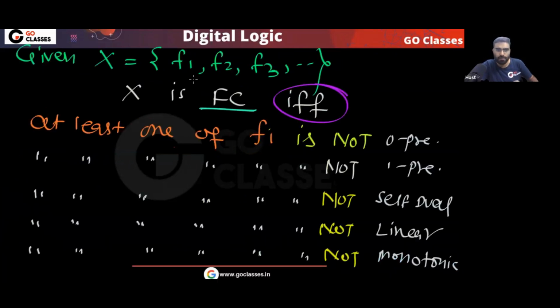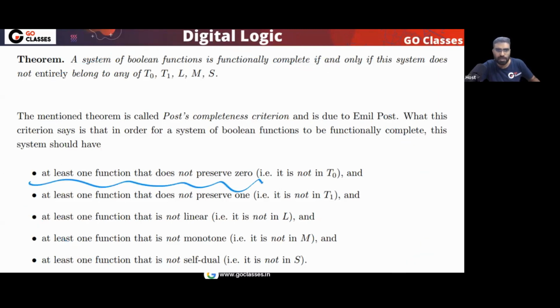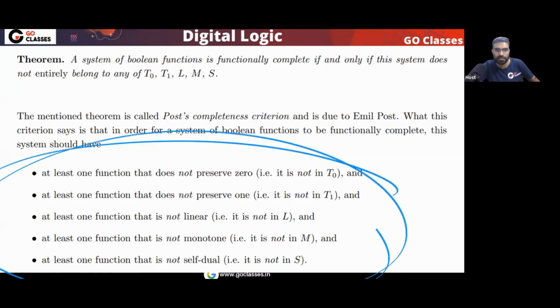Similarly, when can I say this set of Boolean functions is functionally complete? It will be functionally complete if at least one of them is not zero preserving, at least one is not one preserving, at least one is not self-dual, at least one is not linear, and at least one is not monotonic. This is the complete theorem. You can see this statement.